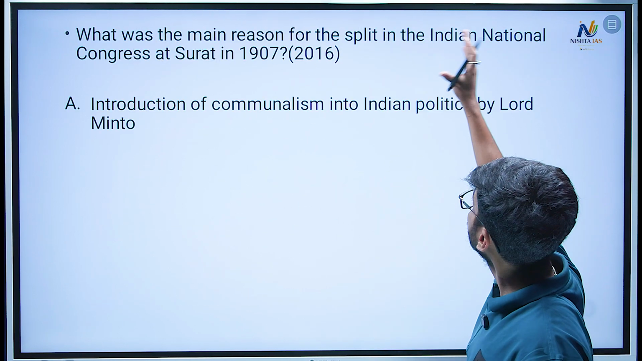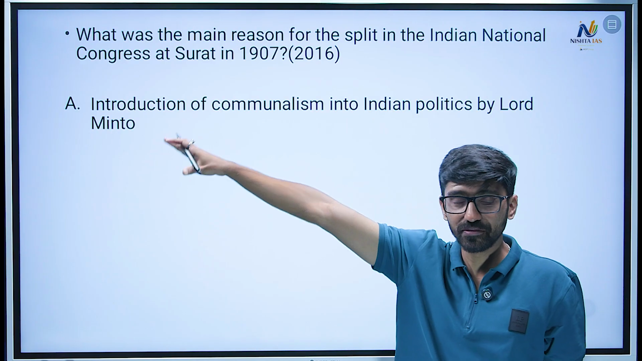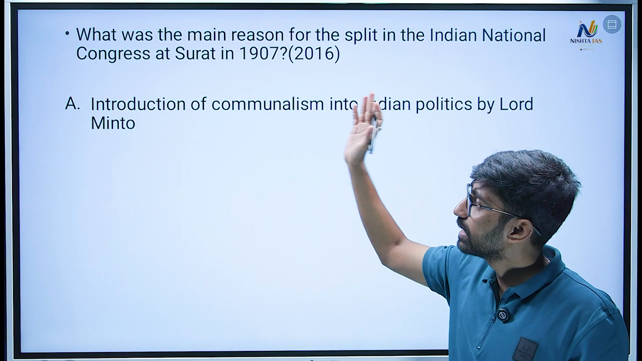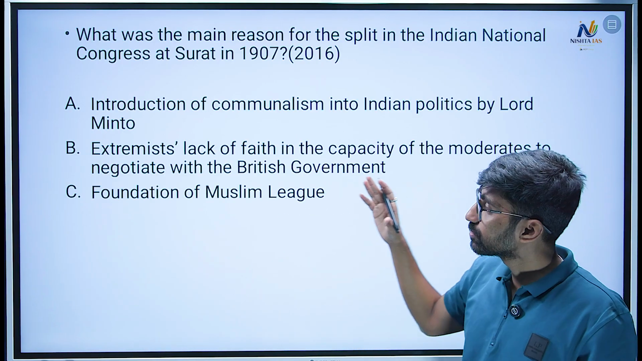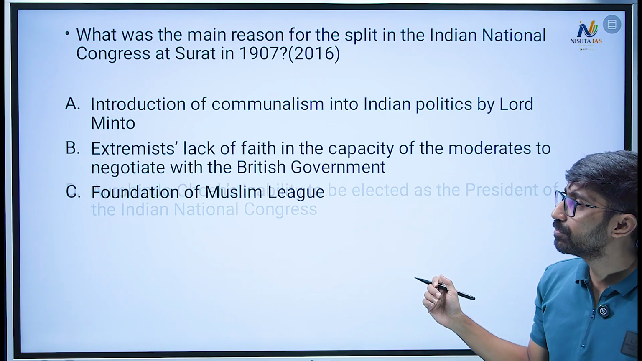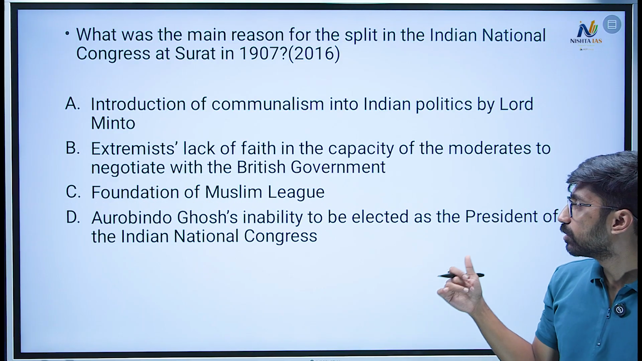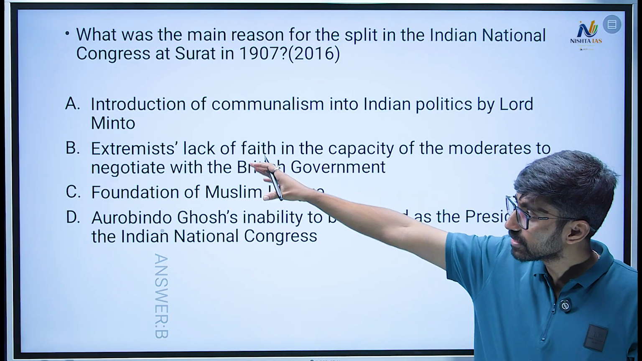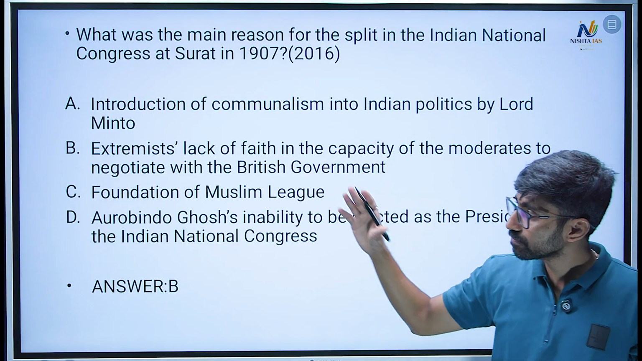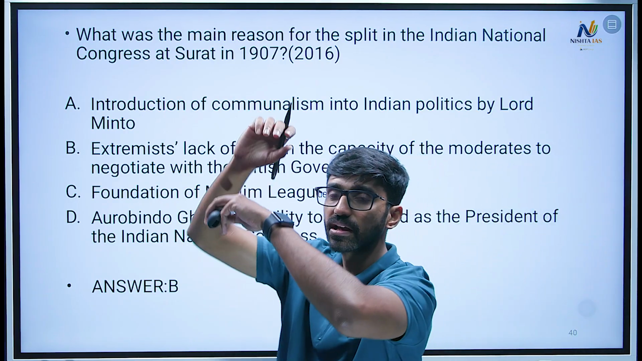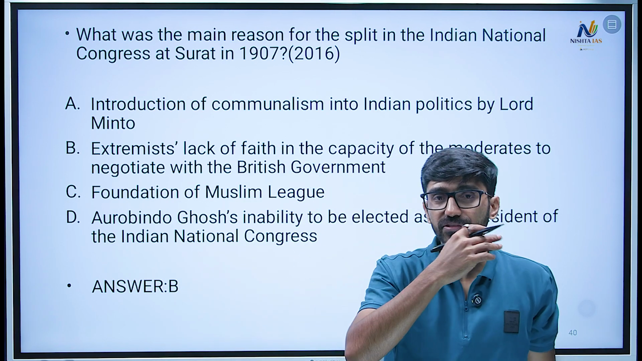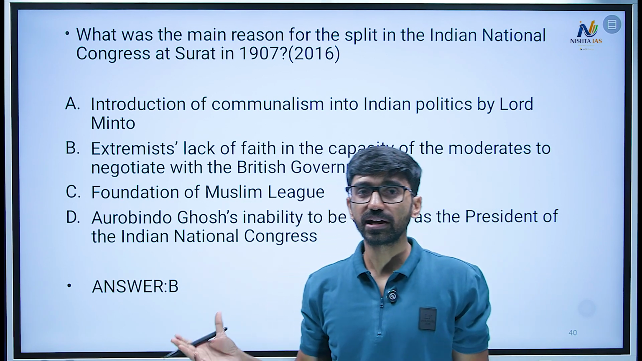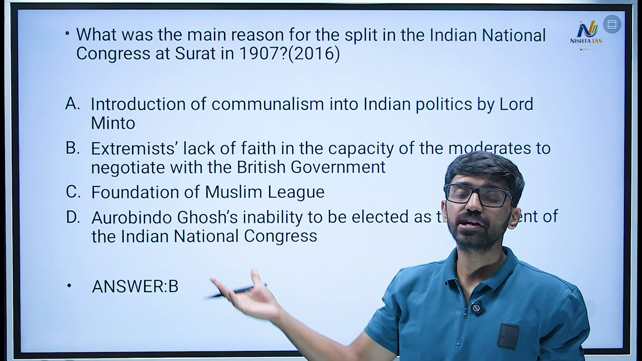Now, what is the reason for the split of the Indian National Congress in Surat? Look, there is a previous question that is again repeated. Surat split in 1907: introduction of communalism into Indian politics by Minto, extremists' lack of faith in the capacity of the moderates to negotiate with the Britishers, foundation of the Muslim League, and lastly, Aurobindo Ghosh's inability to be elected as president of the Indian National Congress. The answer is the problem between extremists and moderates. The answer is B. Extremists said that the moderates were not bringing the democracy that they had promised. That is the belief system of this Swaraj that they had promised but never brought. So that is the reason extremists criticized the moderates and their capacity to lead the Indian national movement as well as to negotiate with the Britishers.